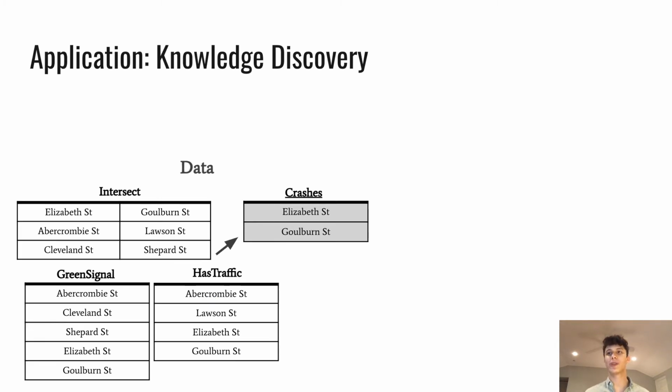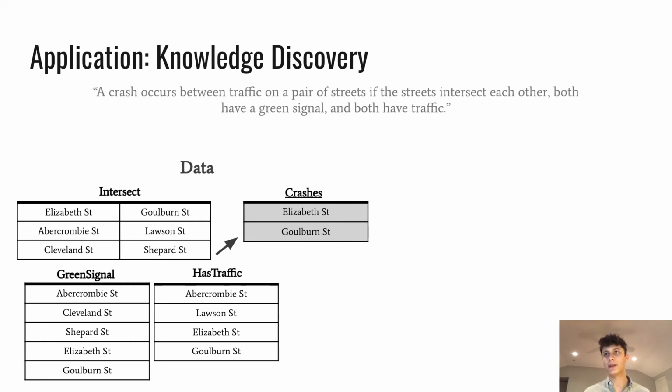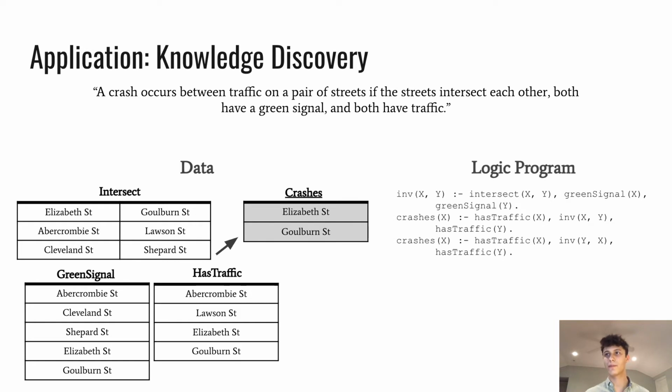So let's say we have some relational data. We know which streets intersect each other, we know which streets have traffic or have green lights, and we also know where some crashes occurred. There might be some conclusion underlying all that data. And we might say something like a crash occurs between traffic on a pair of streets if the streets intersect each other, both have a green signal, and both have traffic. We can more precisely represent that conclusion using a logic program.